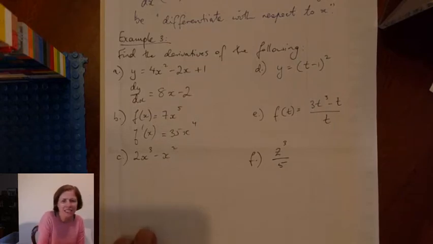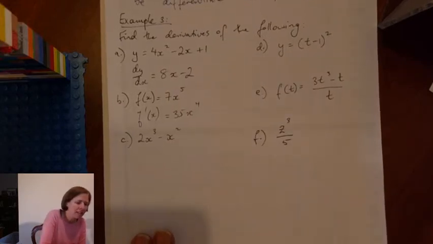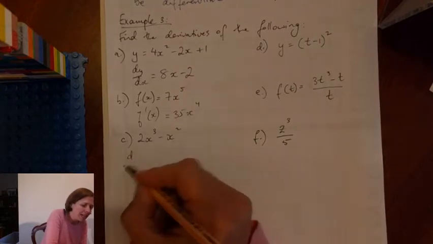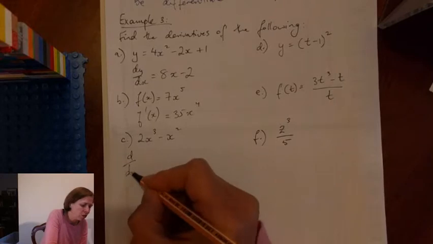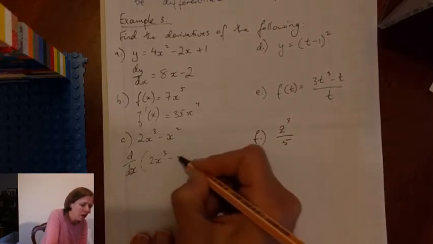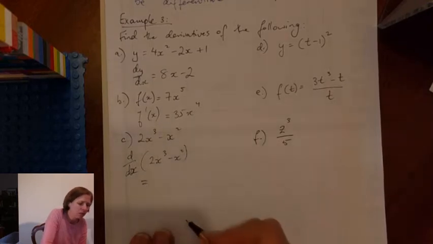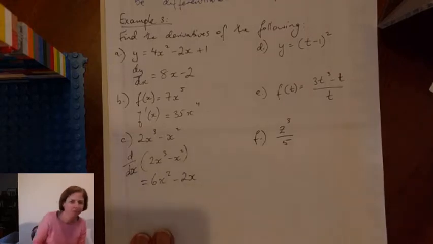In the last example, the question is 2x cubed minus x squared. So I'm given an expression, not an equation, and it asks me to find the derivative. I can't just write equals underneath because it doesn't equal its own derivative. So I'm going to write d dx of 2x cubed minus x squared equals, what is the derivative? It's 6x squared minus 2x.